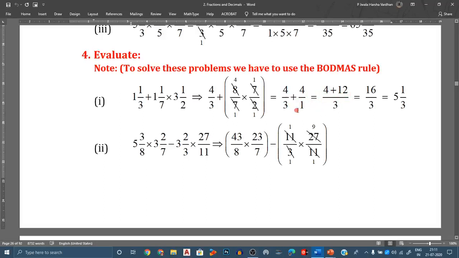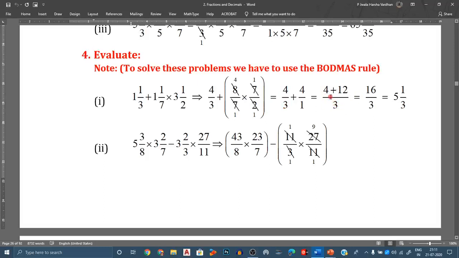Otherwise you can use the cross multiplication method also directly. Observe here, 4 ones are 4. Here you write 4 plus 4 3s are 12 divided by 3 ones are 3. So this is the cross multiplication method you learnt in the addition of fractions concept. If you want to clarify that, you can go back to that concept. So 4 ones are 4 plus 4 3s are 12 by 3 ones are 3. That also you can use instead of taking the LCM.